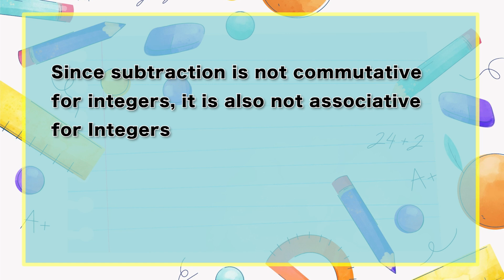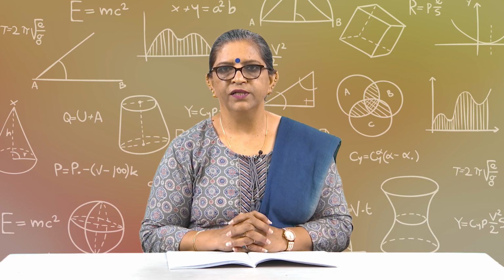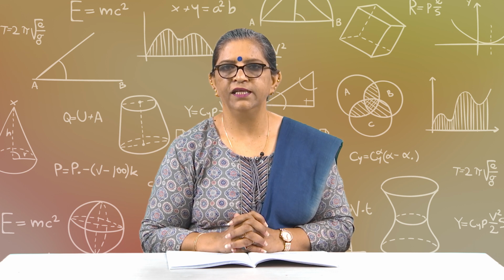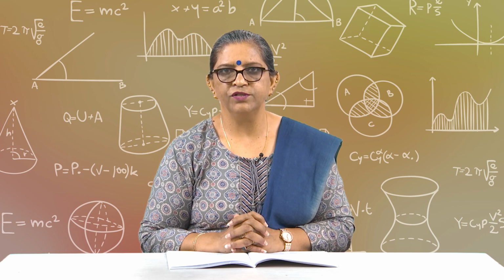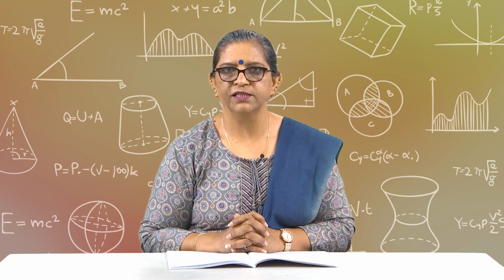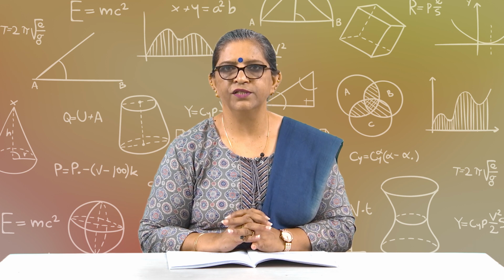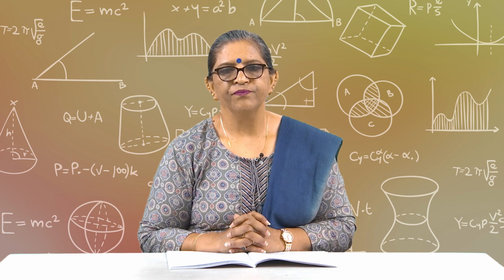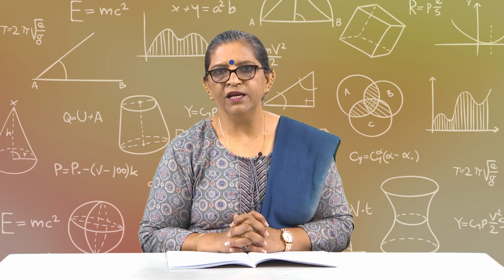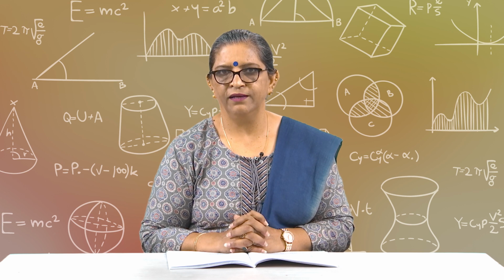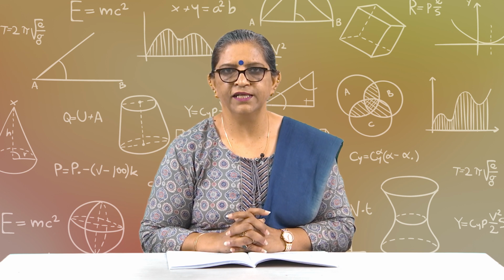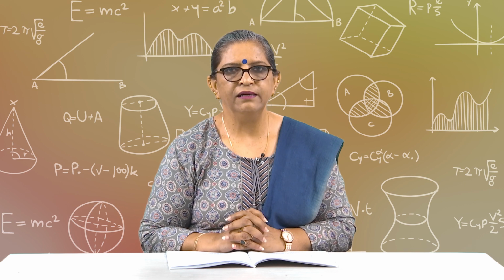Since subtraction is not commutative, it is also not associative for integers. Dear students, so far we have seen that integers are closed under addition and subtraction. Addition is commutative and associative for integers. Subtraction is neither commutative nor associative for integers. In the beginning of my session, we also observed that 0 is in between the positive integers and the negative integers on the number line.